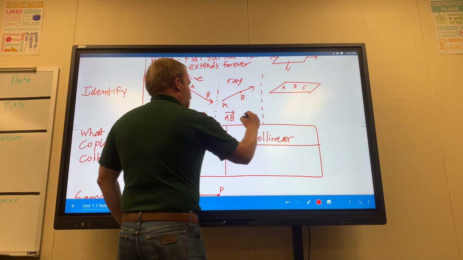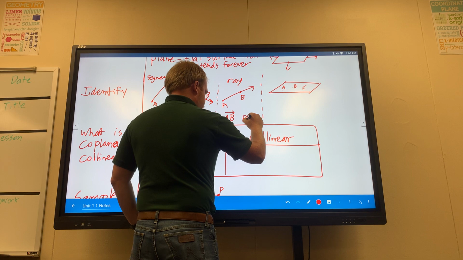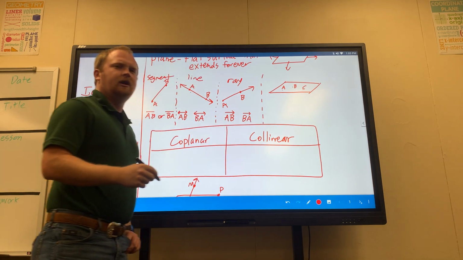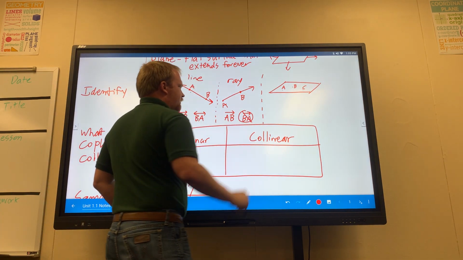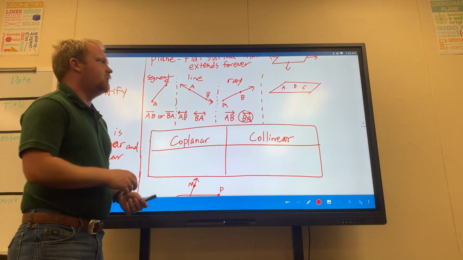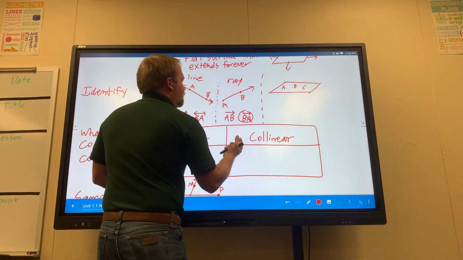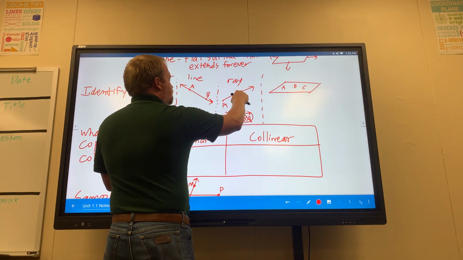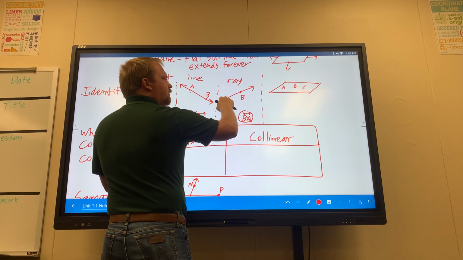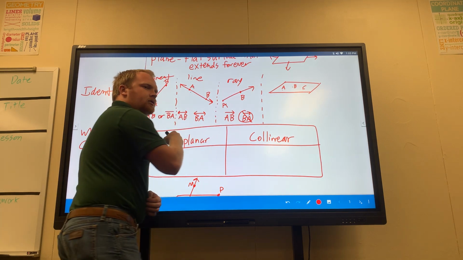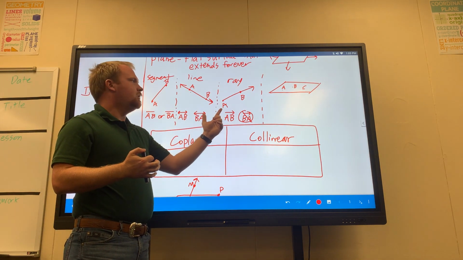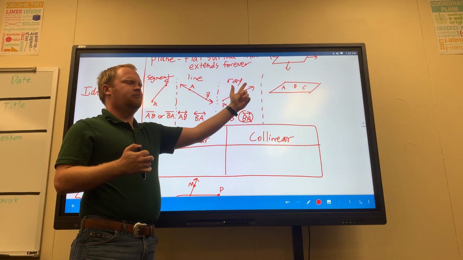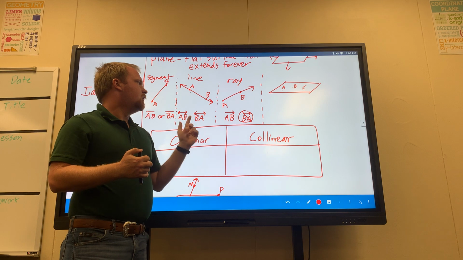Now, if you think about it, could we possibly say ray BA? No. We cannot call that ray BA, because what that tells me is that the endpoint is at B, and while it does go through A, it keeps on going. Which is not really the case. It doesn't keep going through A, it only continues on through B.